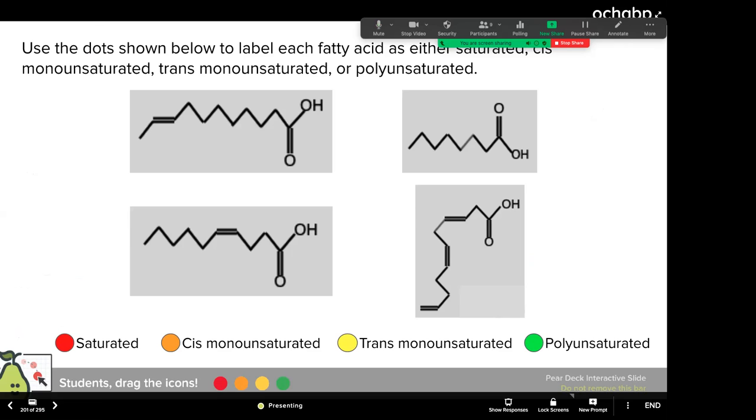So again, the task is a simple one. You've got these different fatty acid structures. Just trying to identify which one is which by dragging your dot.